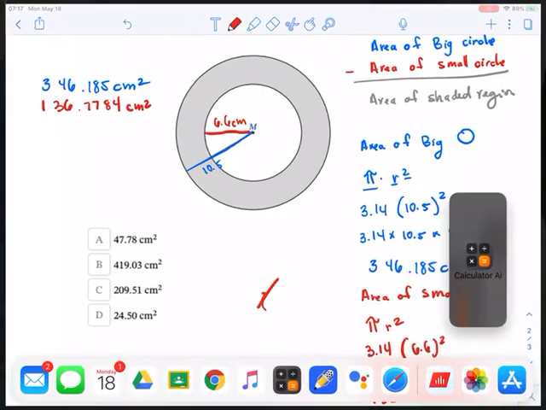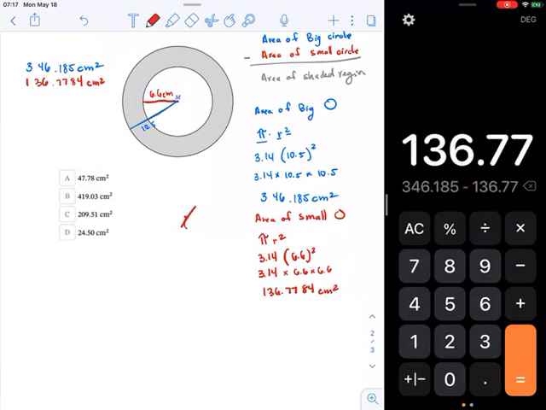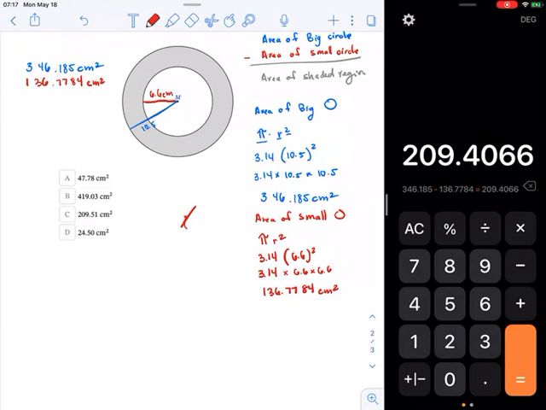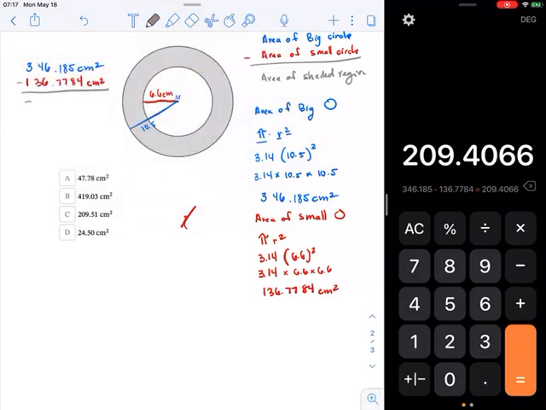Again, we'll type that into our calculator really quick. 346.185 minus 136.7784, and we get 209.41. So we subtract these two, and we get 209.41 rounded to the nearest hundredths.